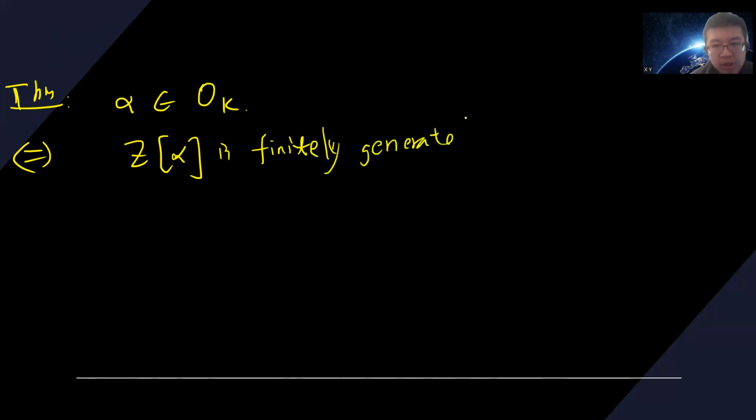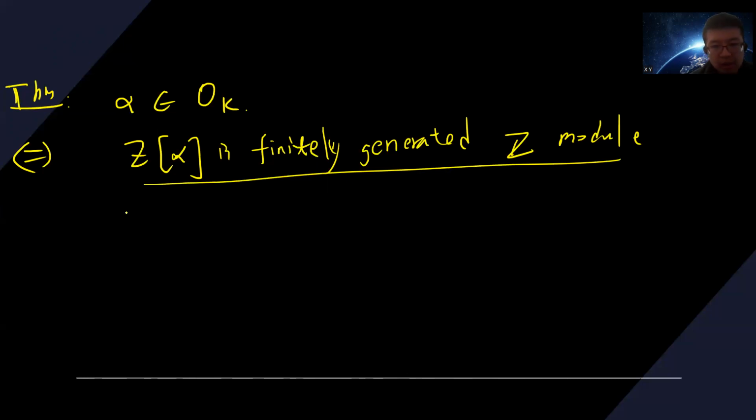Okay, so simply speaking, Z[alpha] is a finitely generated Z-module. To be more precise, this is what I want to say: Z[alpha] is a finitely generated Z-module. Basically, finitely generated means that you can create a surjective map from Z^n to Z[alpha].